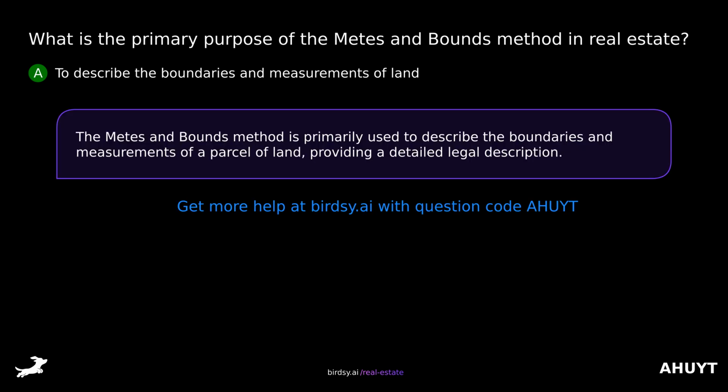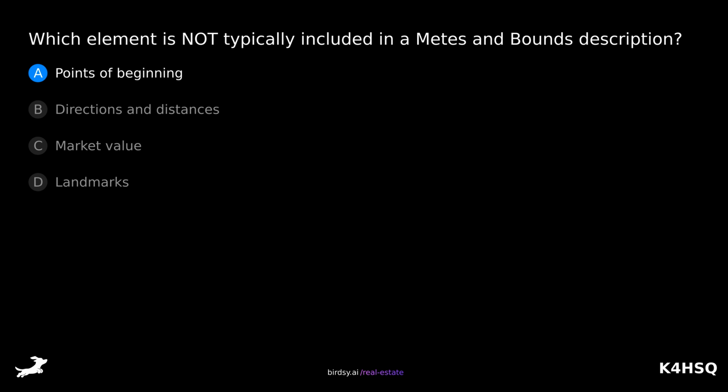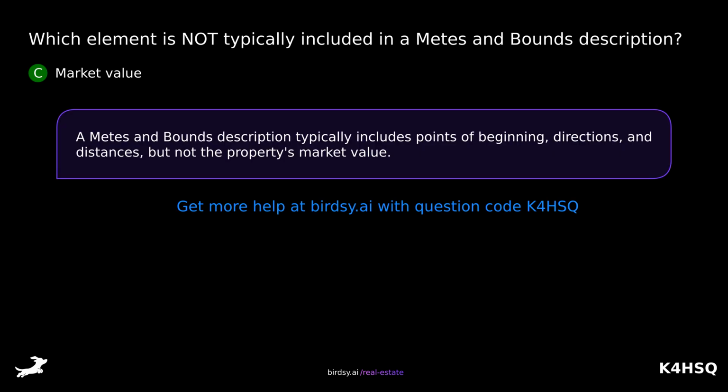The metes and bounds method is primarily used to describe the boundaries and measurements of a parcel of land, providing a detailed legal description. Which element is not typically included in a metes and bounds description? Is it A, points of beginning? B, directions and distances? C, market value? Or D, landmarks? The answer is C, market value. A metes and bounds description typically includes points of beginning, directions, and distances, but not the property's market value.